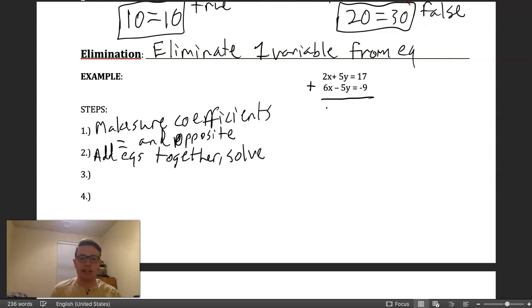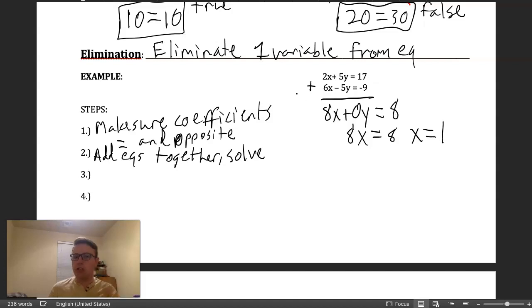So 2x plus 6x will give us 8x. 5y plus minus 5y, 5 minus 5, will give us plus 0y, or plus 0, is going to be equal to 17 plus minus 9, or 17 minus 9, will give us 8. From there, we're left with no y, so this is 8x is equal to 8, or x is equal to 1. So what did we do? We just added straight down the rows. We added our x's together, our y's together, our constants together. So it's also important to make sure that you have everything in the same format.